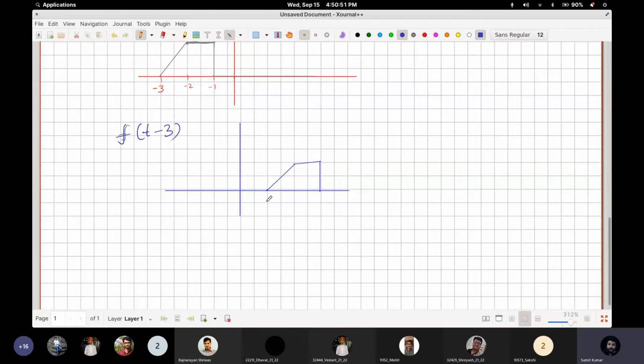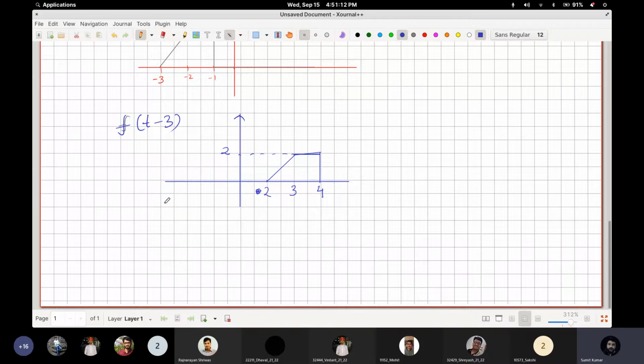So it will be something like this. So plus 2, and then you will have 3, and then here it is going to be 4, and this amplitude is going to remain the same, so it will be 2 only. Okay, so this is how this shifting works. And let's do scaling as well and inversion as well, and then we will do all these operations combined here.